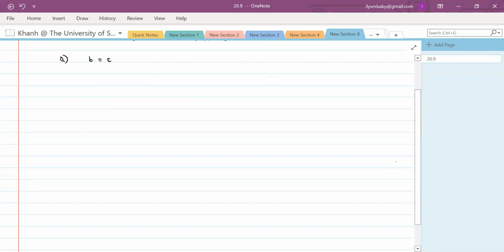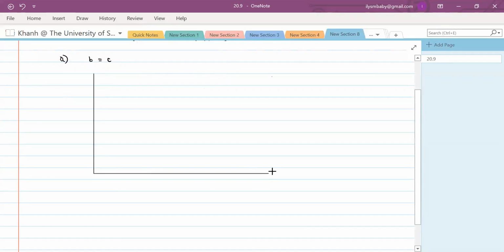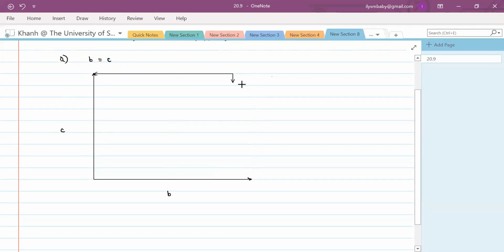So I'll draw a little diagram here. I'll put beans on the horizontal axis and carrots on the vertical. In this corner I will have Ling, and in this corner I will have Maya. So it's L and M.